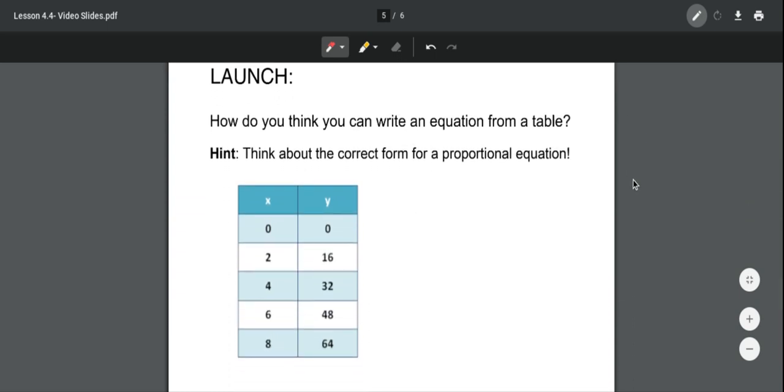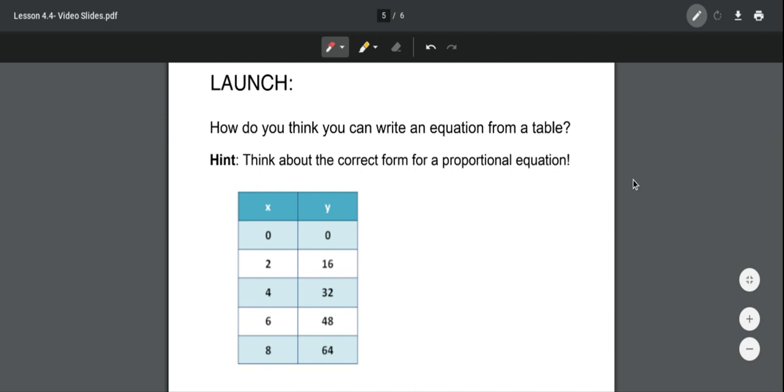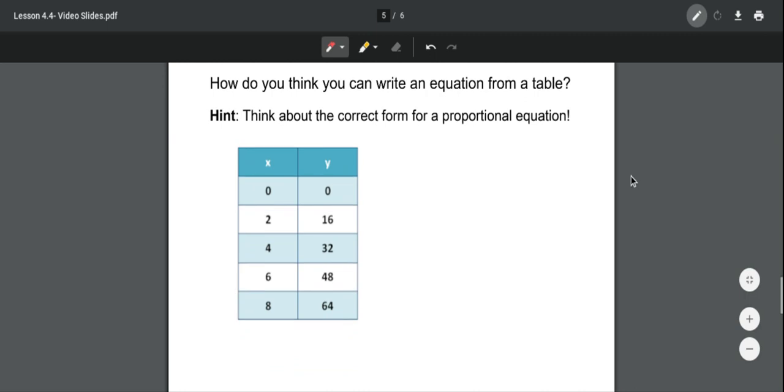How do you think you can write an equation from a table? Here's a hint. Think about the correct form for a proportional equation. So if we know that y equals kx, we simply need our unit rate, or our constant of proportionality, to be able to write an equation from a table.